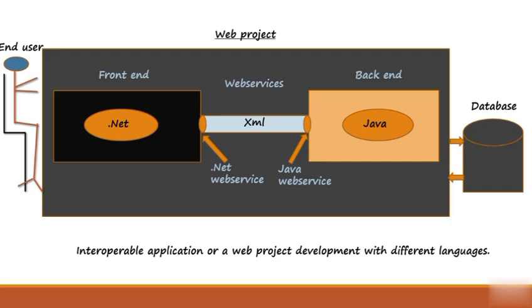After the request is forwarded to the backend, it will hit the database, then the response will be forwarded to the backend. After that, the response goes through XML. Web services will convert the data from Java to .NET by using XML. After that, the data will be visible, the response is visible to the end user.